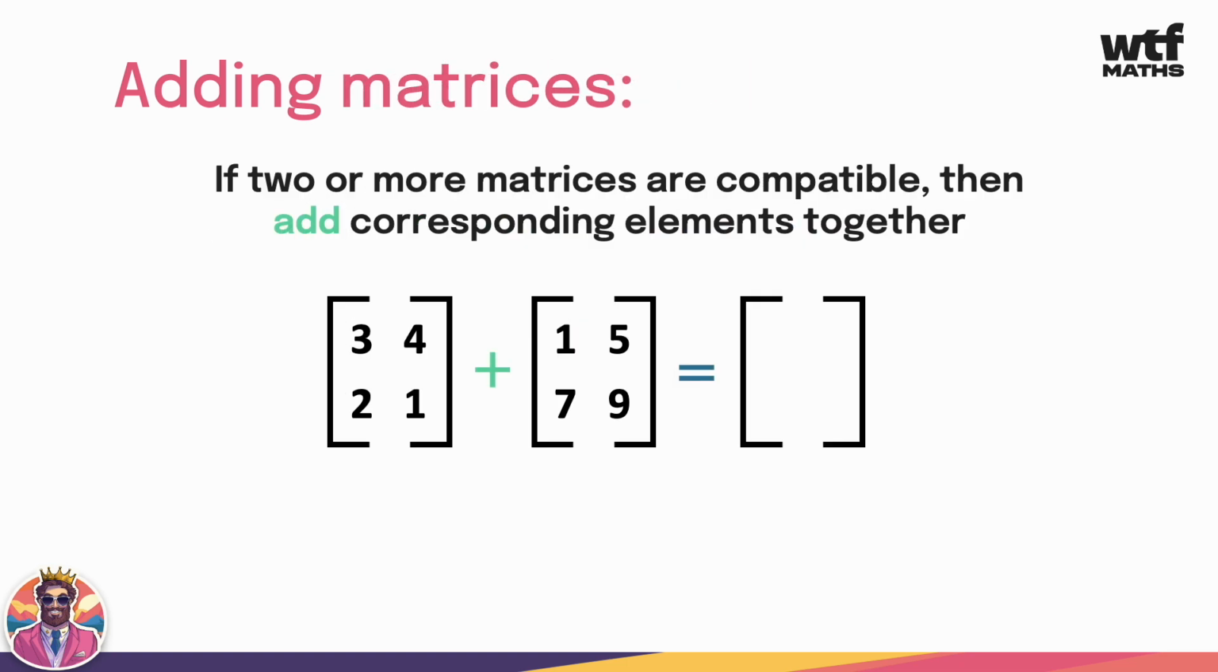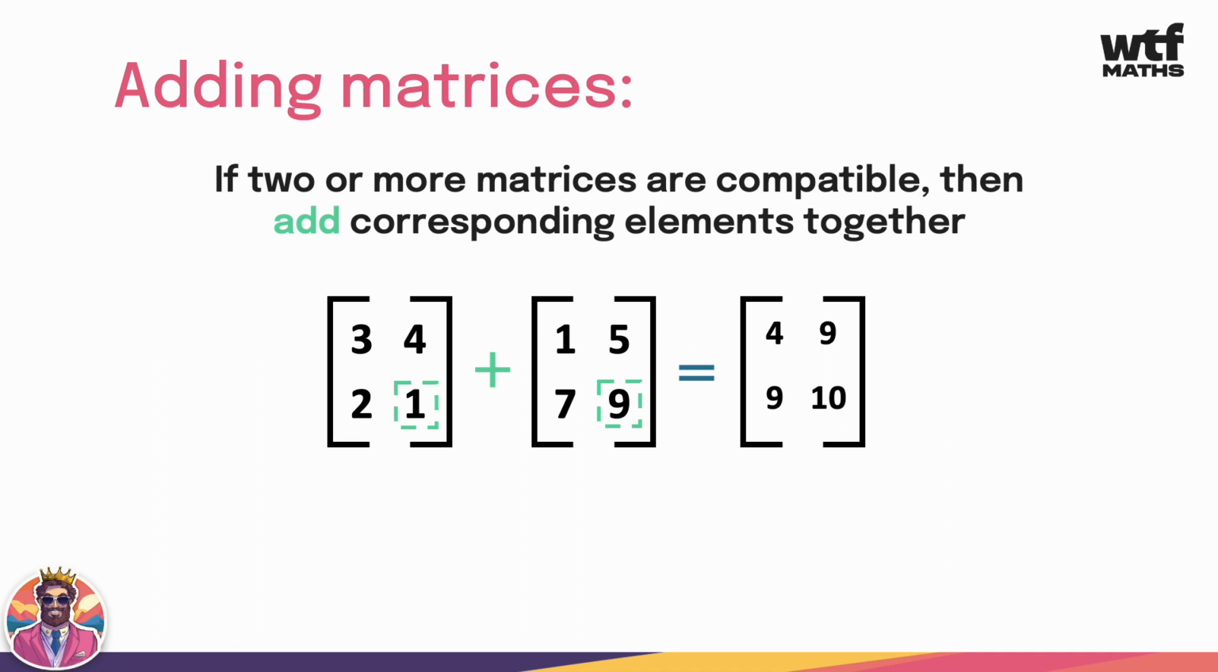So if two or more matrices are compatible, then add corresponding elements together. So first of all, we've got a 2 by 2 plus a 2 by 2, and the answer will be a 2 by 2. So let's give it a go. So first of all, we have 3 and we have 1. So we're going to add the same exact position together. So 3 plus 1 is 4. Next one, we have 4 plus 5 is 9. Next one, 2 plus 7 is 9. And we have 1 plus 9 is 10.